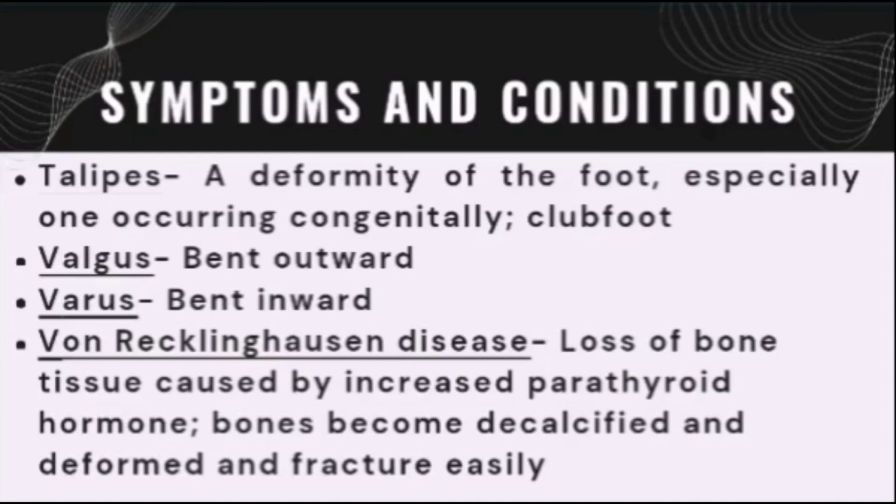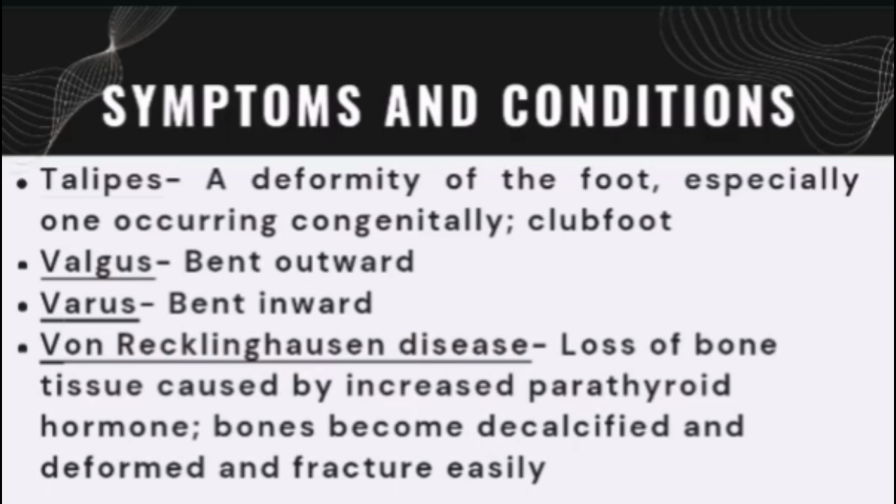Von Recklinghausen disease, loss of bone tissue caused by increased parathyroid hormone. Bones become decalcified and deformed and fracture easily. Von Recklinghausen disease, also known as neurofibromatosis type 1, NF1, is a genetic disorder that affects the growth and development of nerve cells in various parts of the body. It is caused by a mutation in the NF1 gene and is characterized by the development of tumors on or underneath the skin as well as various other symptoms.